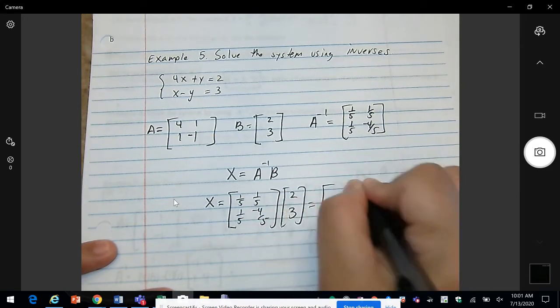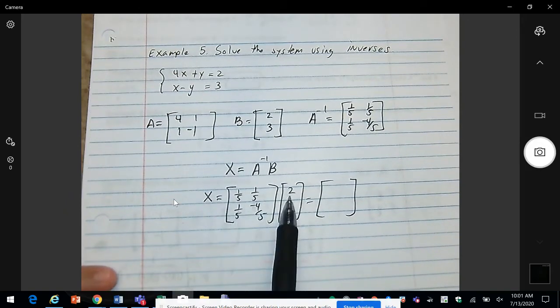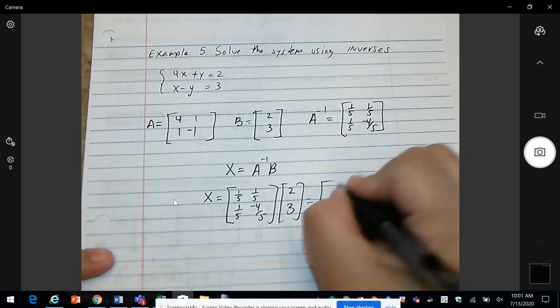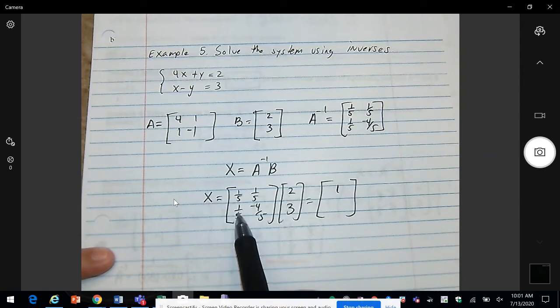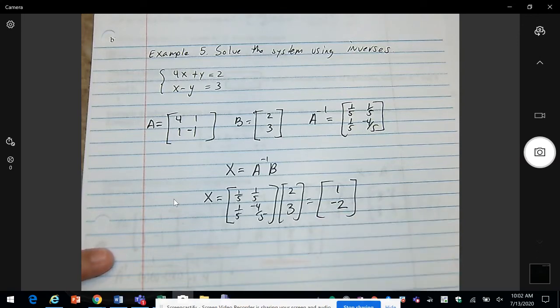You can use your calculator to multiply this out, or you can just multiply it. So 1/5 times 2 is 2/5. 1/5 times 3 is 3/5. 3/5 plus 2/5 is 5/5, which is 1. 1/5 times 2 is 2/5. -4 times 3 is -12/5. Plus the 2/5 gives me a -10/5, which comes out to -2.